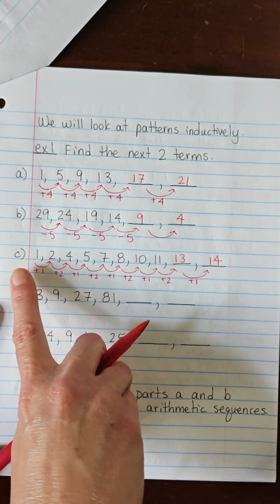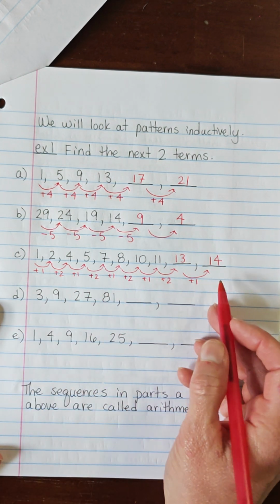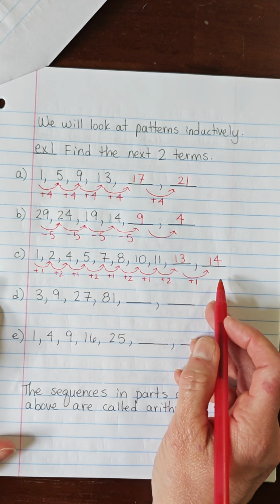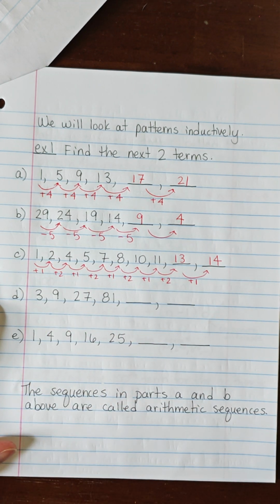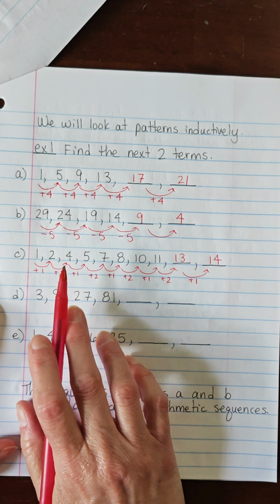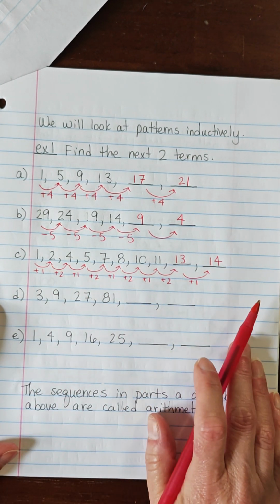Okay, this pattern could also be described as skipping the multiples of 3. So you could look at it like that and say, oh, I'm just skipping the multiples of 3. 3, 6, 9, 12, 15, and so on.